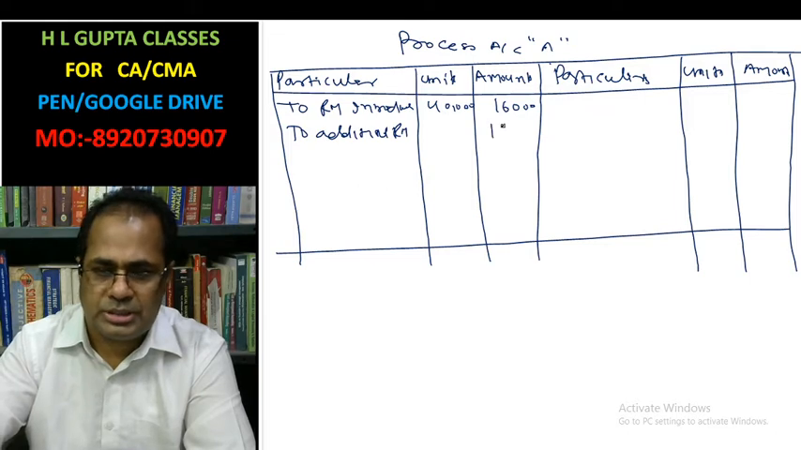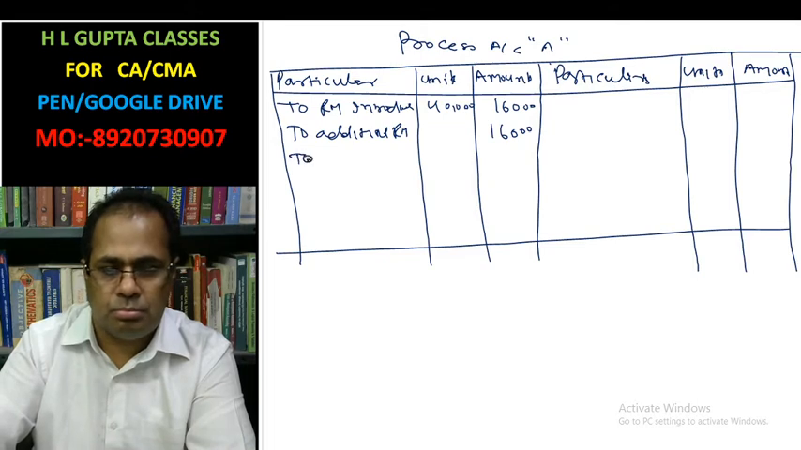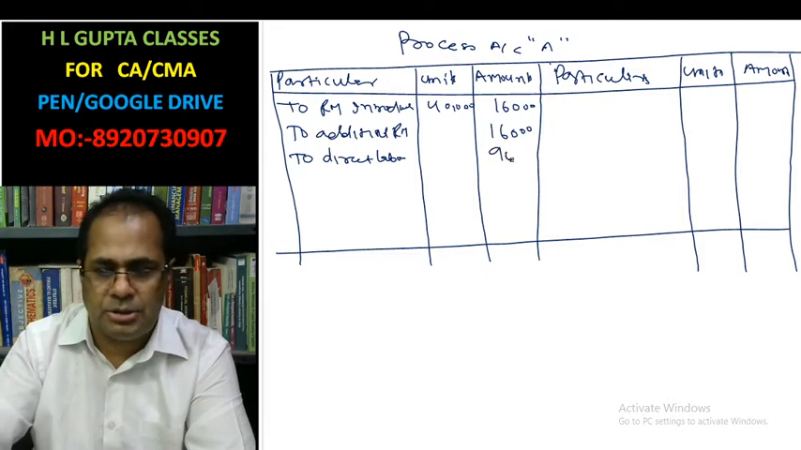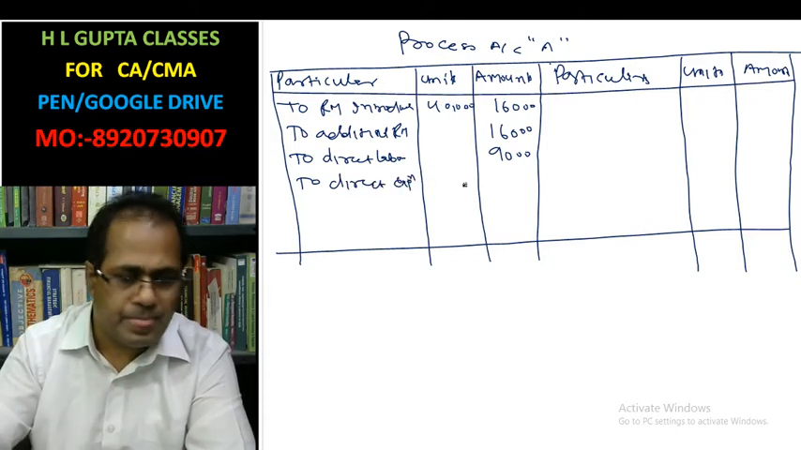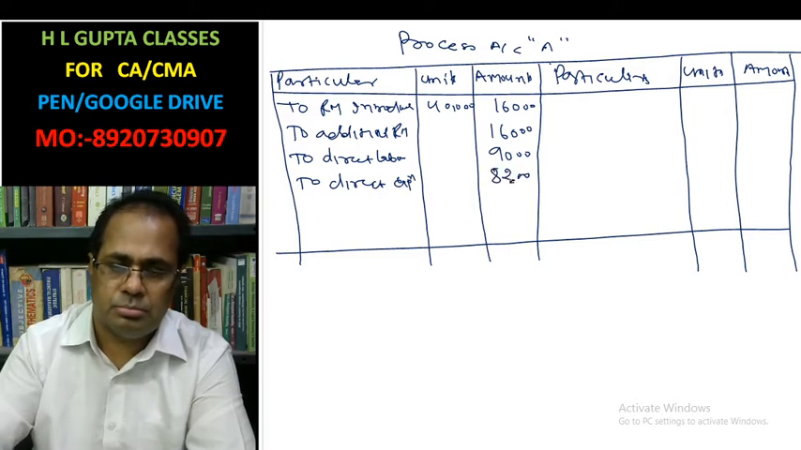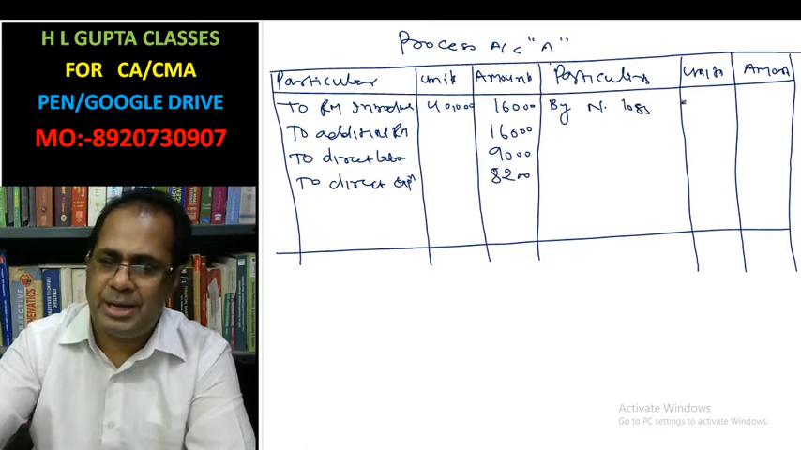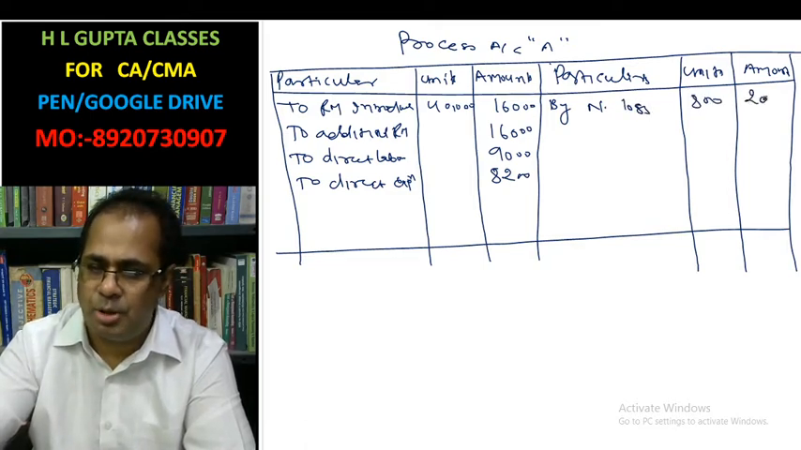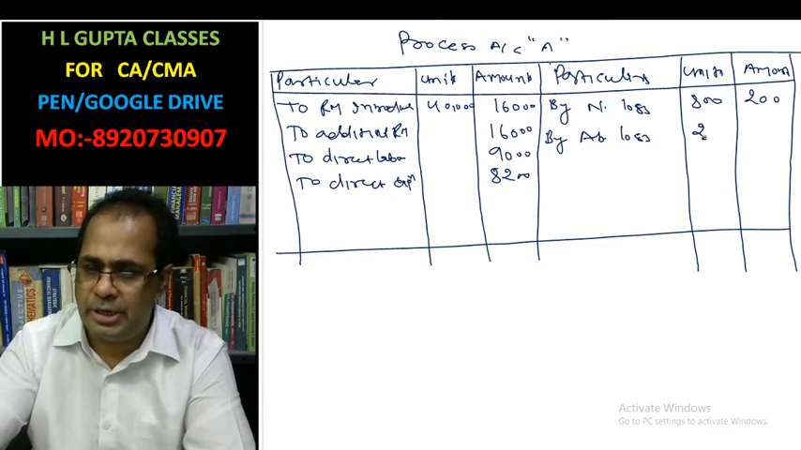To additional raw material 16,000. To direct labor 9,000. To direct expenses 8,200. By normal loss, we have calculated 800 units, and the realization from normal loss is 200. By abnormal loss, this is 200 units.